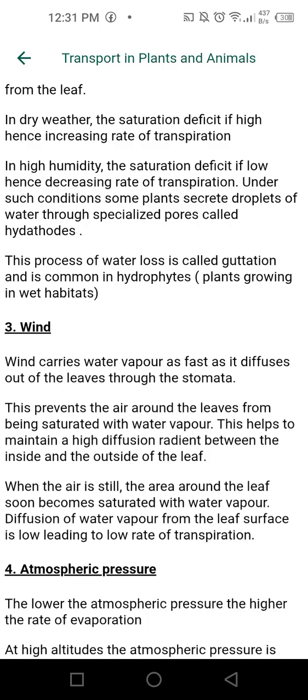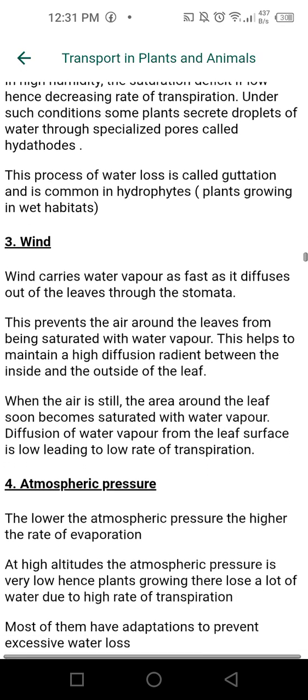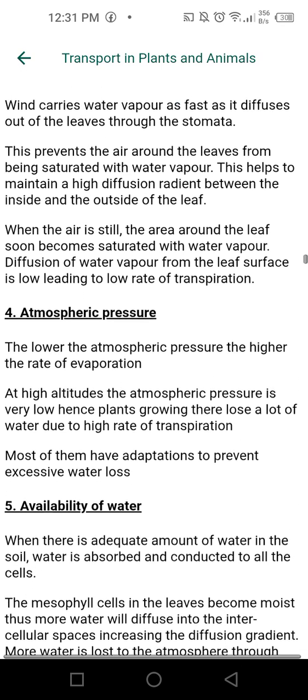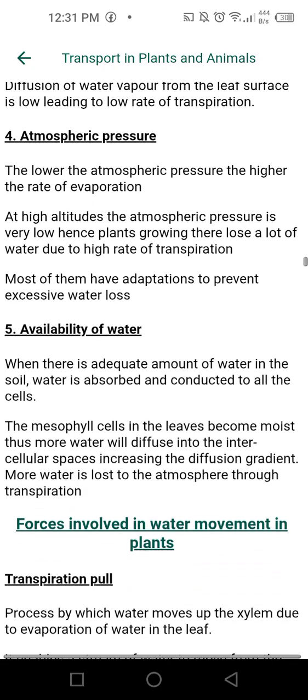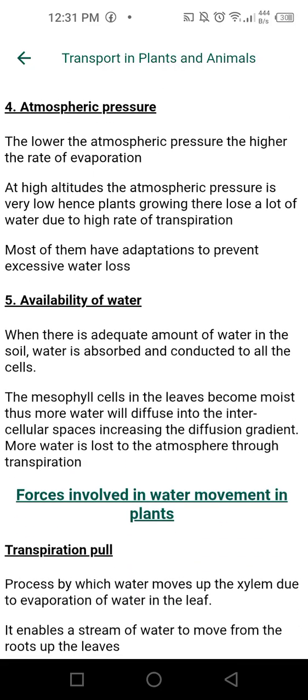4. Atmospheric pressure. The lower the atmospheric pressure, the higher the rate of evaporation. At high altitudes, the atmospheric pressure is very low, hence plants growing there lose a lot of water due to high rate of transpiration. Most of them have adaptations to prevent excessive water loss.